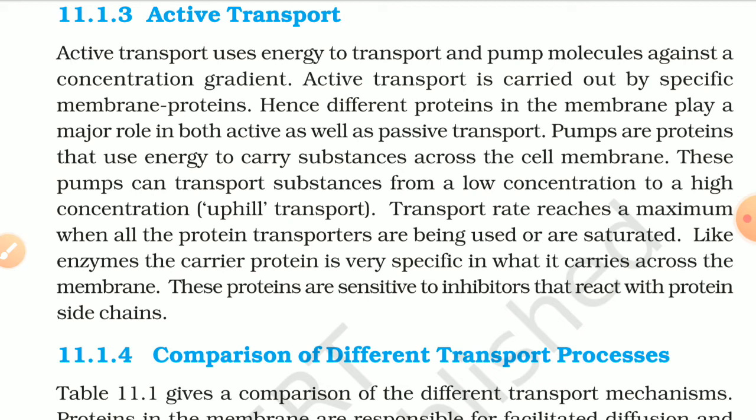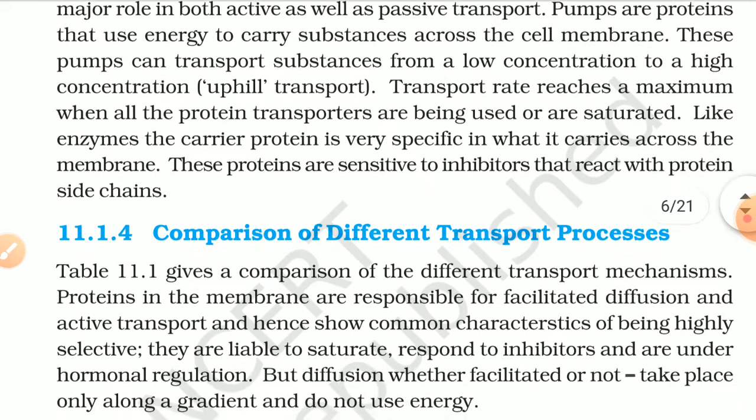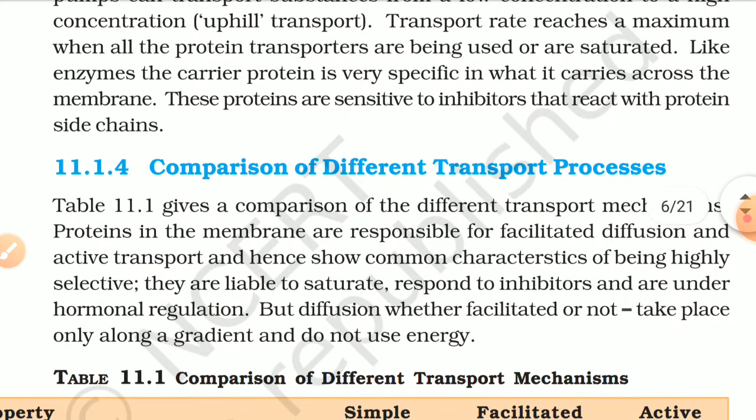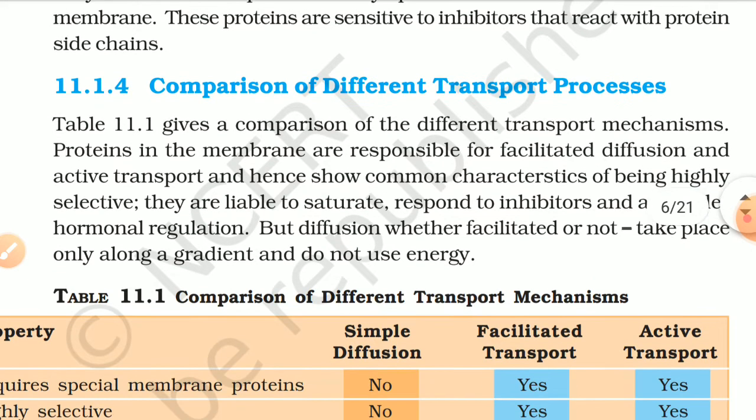Uphill transport. Transport rate reaches a maximum when all the protein transporters are being used or are saturated. Like enzymes, the carrier protein is very specific in what it carries across the membrane. These proteins are sensitive to inhibitors that react with protein side chains.